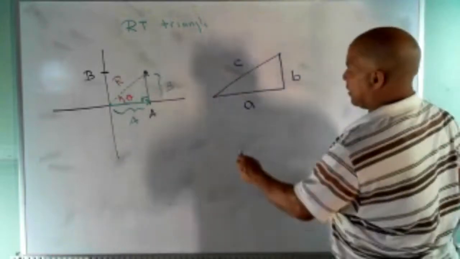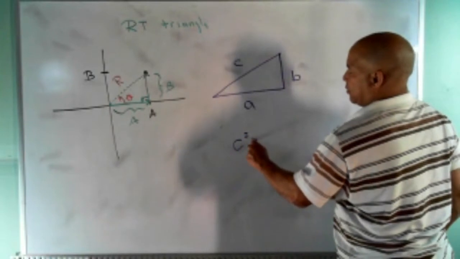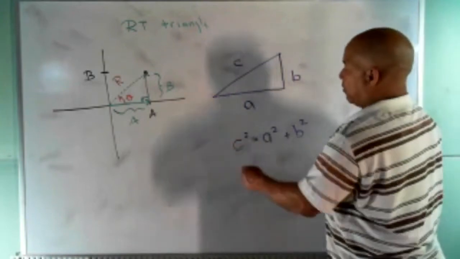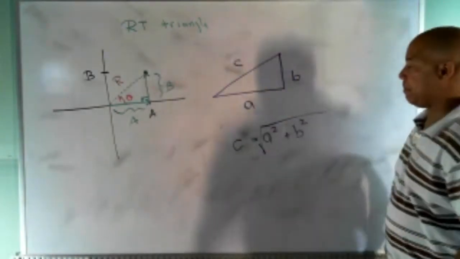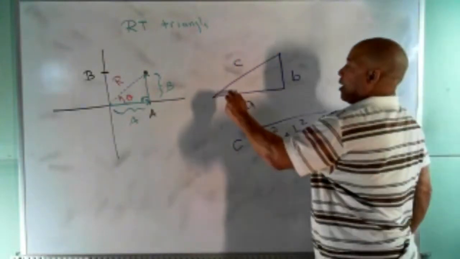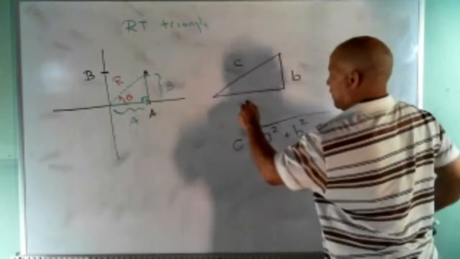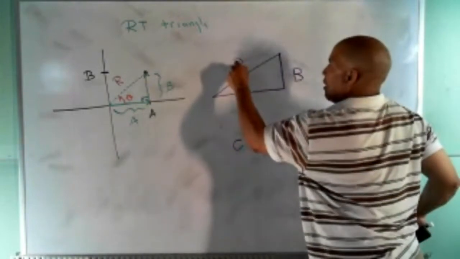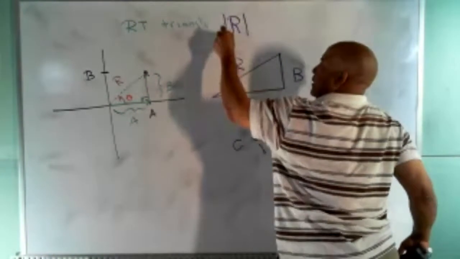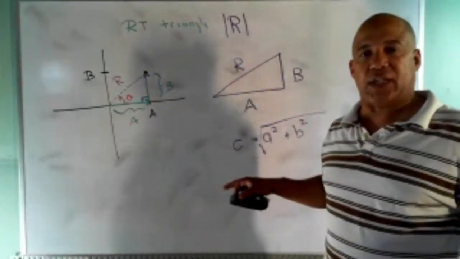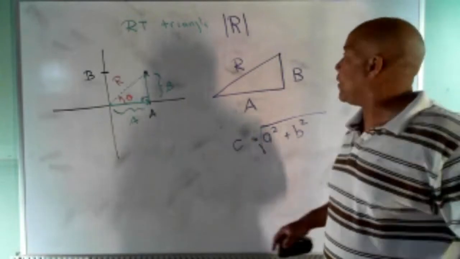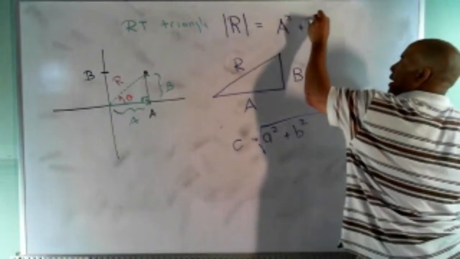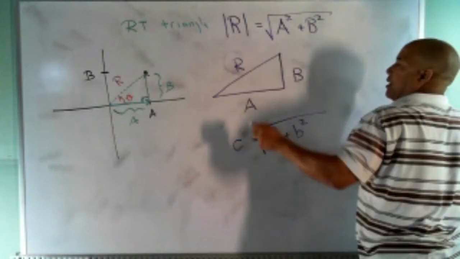And you'll remember that c squared is equal to a squared plus b squared. And if I want c, I can take the square root of both sides, and then c would equal that. So, given this A and this jB, and I want to know the radius vector, the magnitude of R, I'm just putting in an absolute value sign because you can't have a negative radius of a circle. It's going to equal the square root of A squared plus B squared.